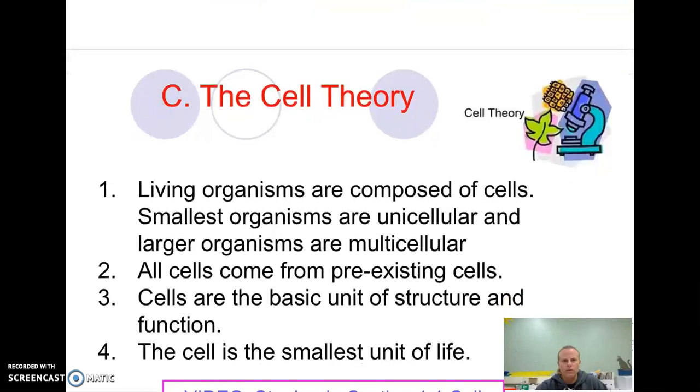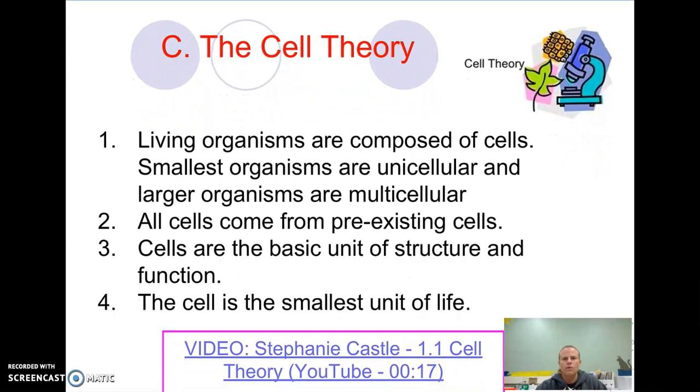So how do we know what we know? Well, we make theories and we base those theories on observations which come from facts. So the cell theory has four main components. The first one being that living organisms are composed of cells, where the smallest organisms are unicellular, meaning they have one cell, and the larger organisms are multicellular. They're composed of many cells. All cells come from pre-existing cells. Cells are the basic unit of structure and function, and the cell is the smallest unit of life.